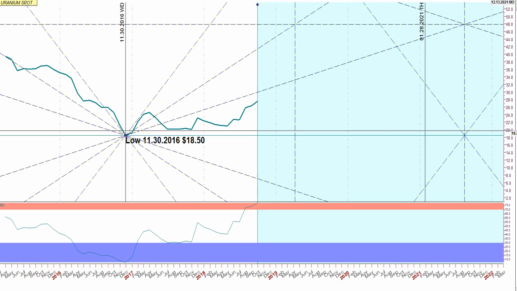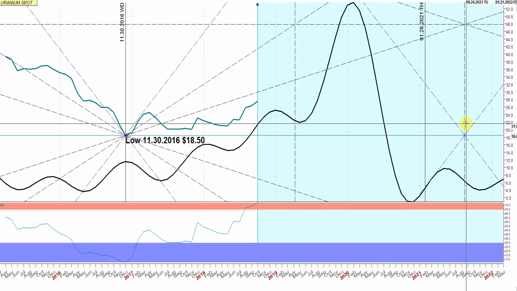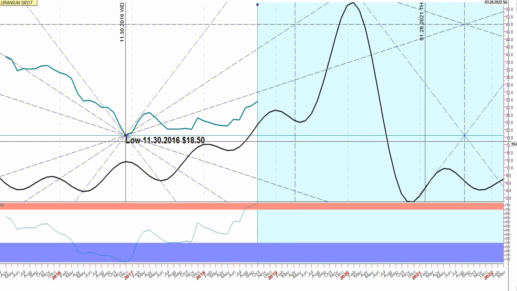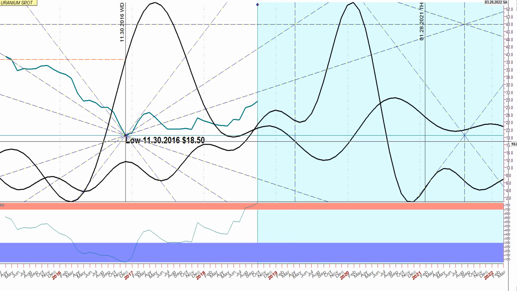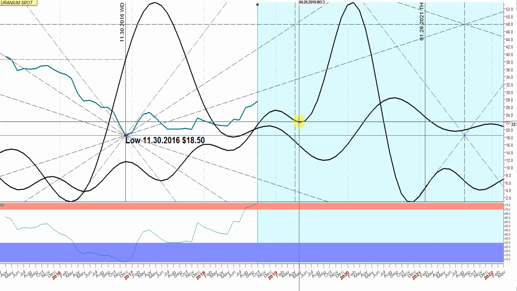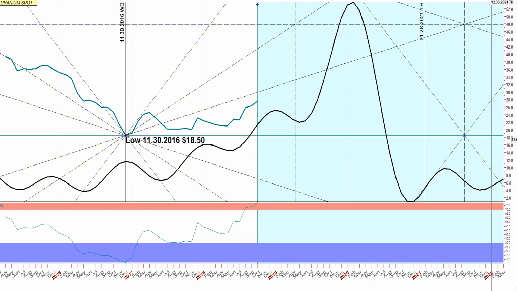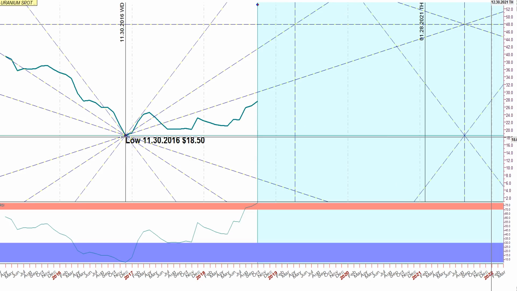Let's see, we put the 4-year string. You see, it's a pullback coming here. So you got to see. You got to take it a month at a time and see what happens. Looking at these projection lines. So let's take our Gann out.